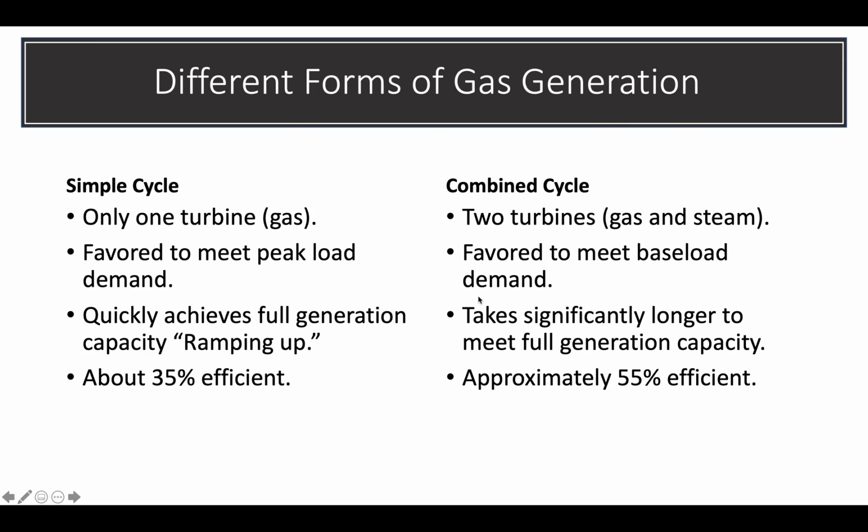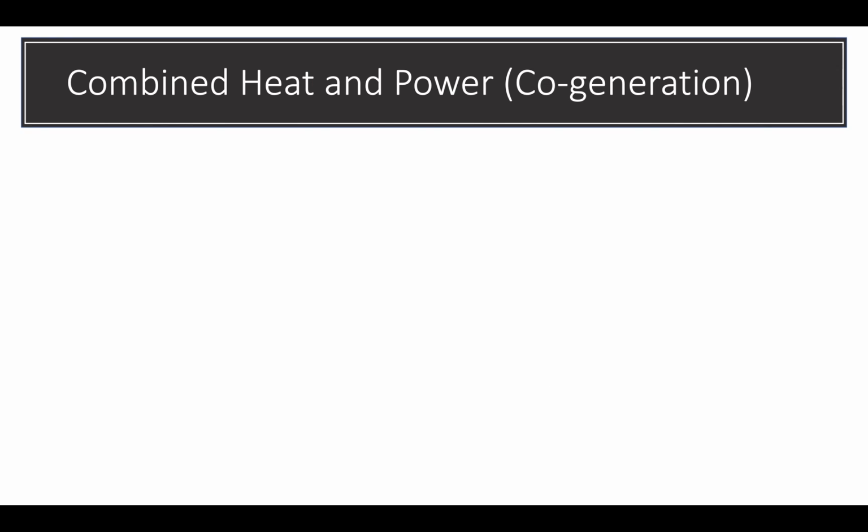In combined cycle turbines, there's two. There's the gas turbine and there's the steam turbine. It is favored to meet base load demand. It does take a lot longer to meet full generation capacity, to ramp up the system, but it is more efficient. It operates at about a 55% efficiency.